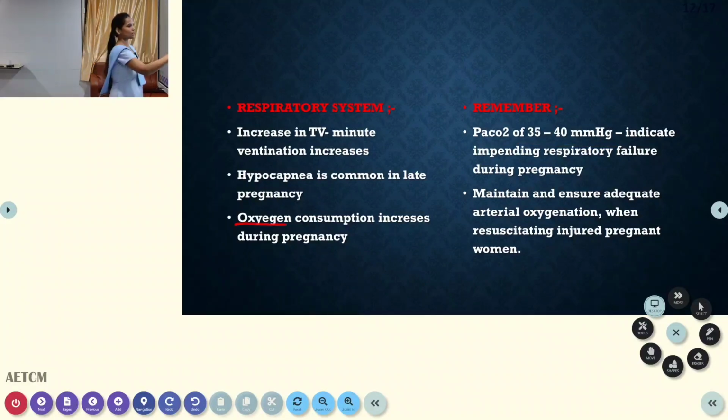Oxygen consumption also increases during pregnancy. That's why we want to maintain and ensure adequate arterial oxygen when resuscitating the injured pregnant woman.